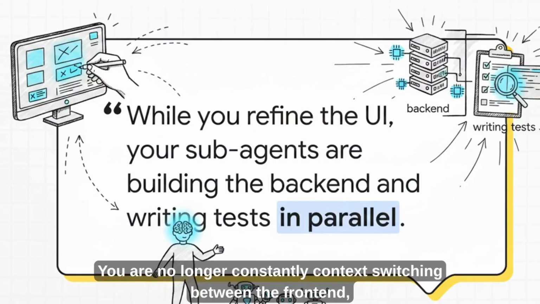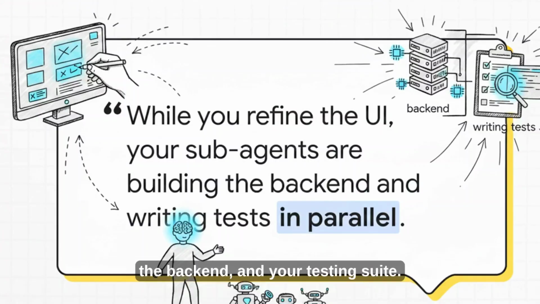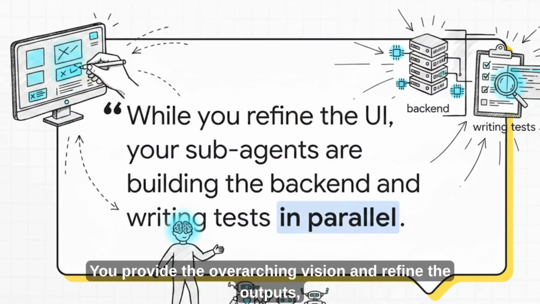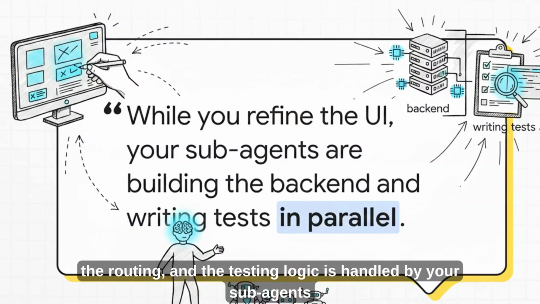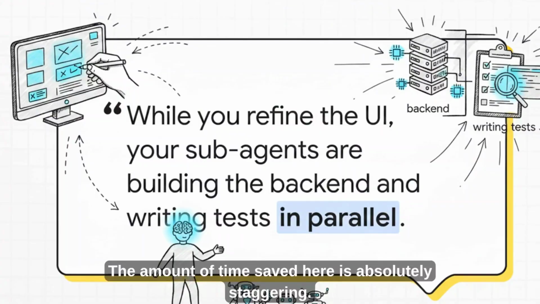You are no longer constantly context switching between the front end, the back end, and your testing suite. You are acting as a high-level manager. You provide the overarching vision and refine the outputs, while the heavy lifting of writing the boilerplate, the routing, and the testing logic is handled by your sub-agents all at the same time. The amount of time saved here is absolutely staggering.